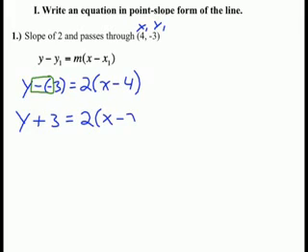And we just leave it in that form. So the answer is y plus 3 equals 2 times the quantity x minus 4. That is an equation in point-slope form.